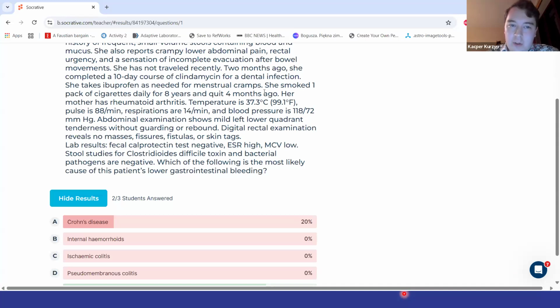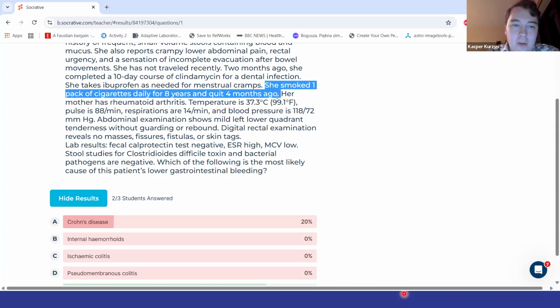Also, another thing which points towards UC is this one sentence which is easy to miss, which is she smoked 1 pack of cigarettes daily for 8 years and quit 4 months ago. And the interesting thing is that smoking is protective in ulcerative colitis. If you stop smoking, there is a risk of either having first episode or relapse of ulcerative colitis.